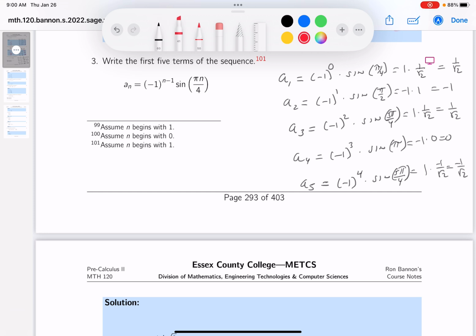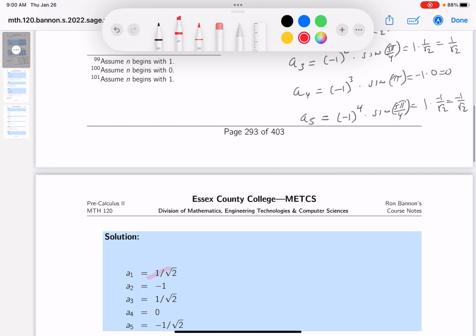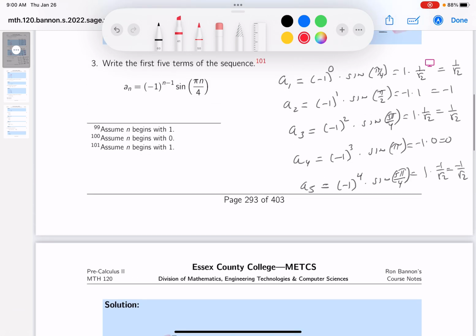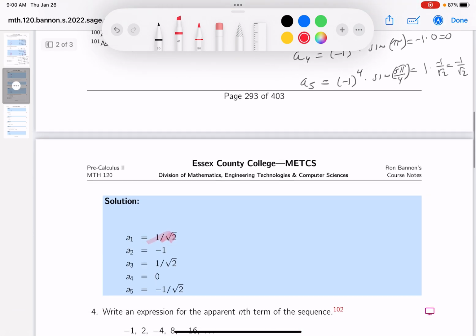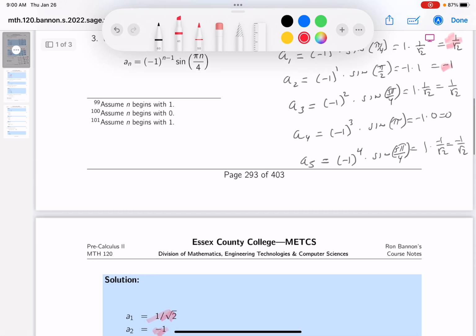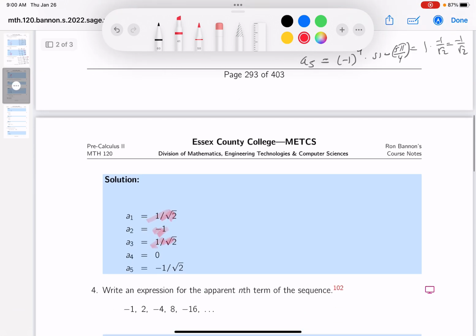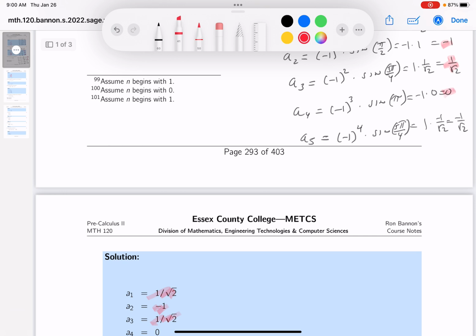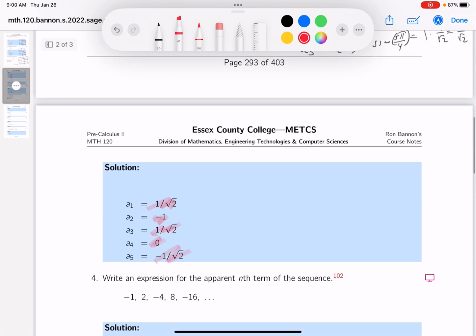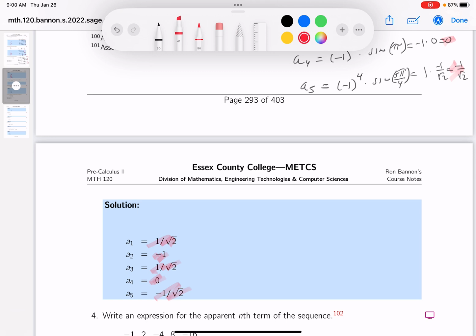Let's get the red pen out, see how we did. Did I get the first term, 1 over root 2? I did. Did I get the second term of -1? I did. Did I get the third term of 1 over root 2? I did. Did I get the fourth term to be 0? I did. And the last term they asked me for, -1 over root 2. Things are looking fine. Time to move forward.